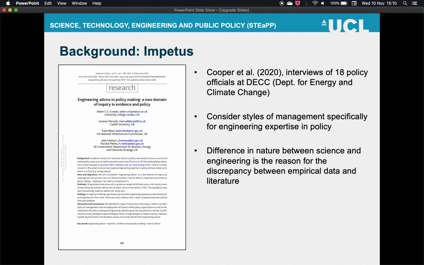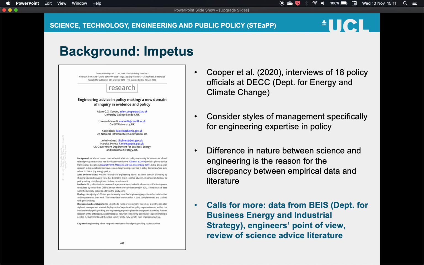The authors come to 2 conclusions that are up there on the slides. The first one is that there is a need to consider styles of management, especially for the deployment of engineering expertise within policy. And the second one is that the science advice literature is thought to include engineering advice, but empirical data has shown a discrepancy between engineering advice and science advice literature. Now, what's very important to note here is that the main assumption was that the difference in nature between science and engineering is the main reason for that discrepancy. I think this needs to be nuanced, but we'll come back to that in a little bit.